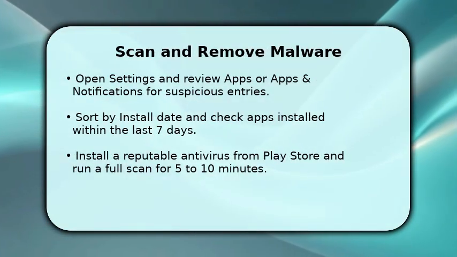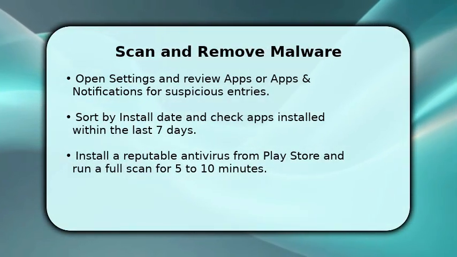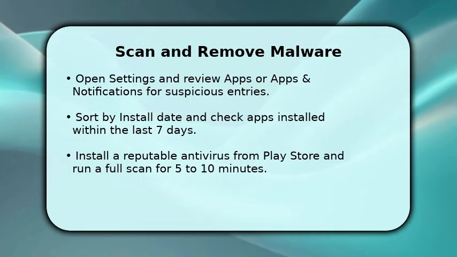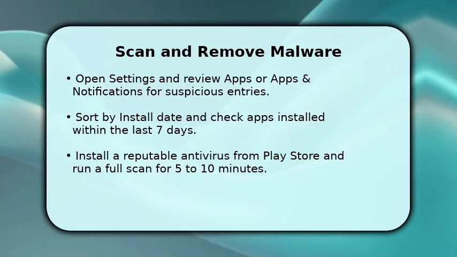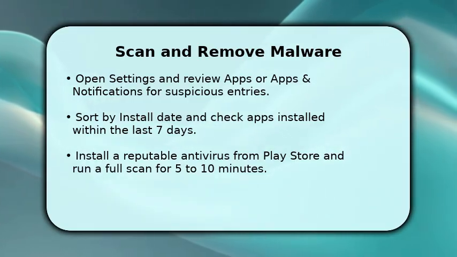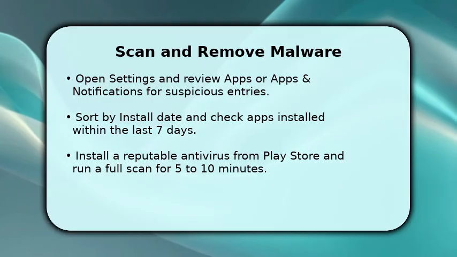Open settings and review apps or apps and notifications for suspicious entries. Sort by install date and check apps installed within the last 7 days. Uninstall unknown or untrusted apps. Force stop apps that cannot be removed.